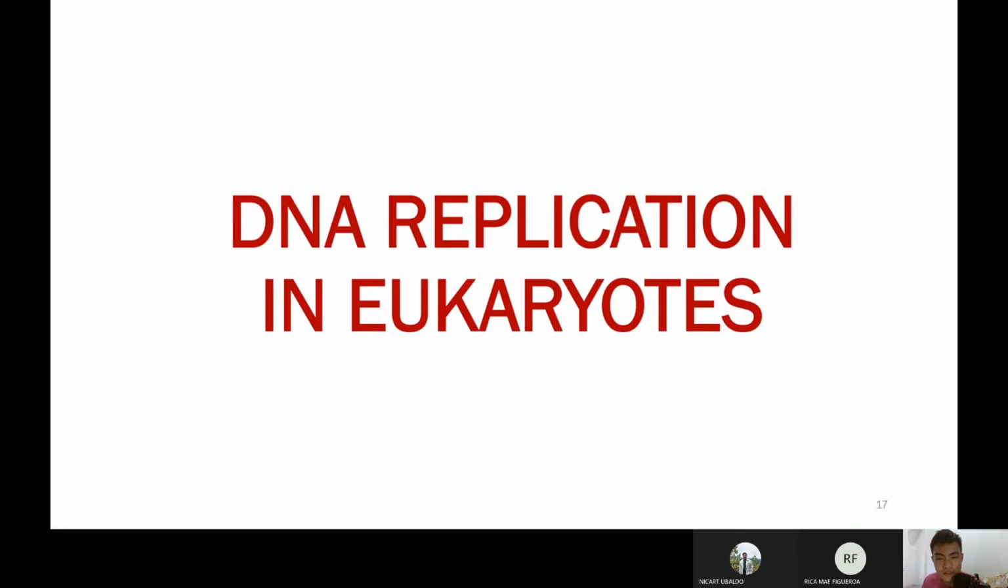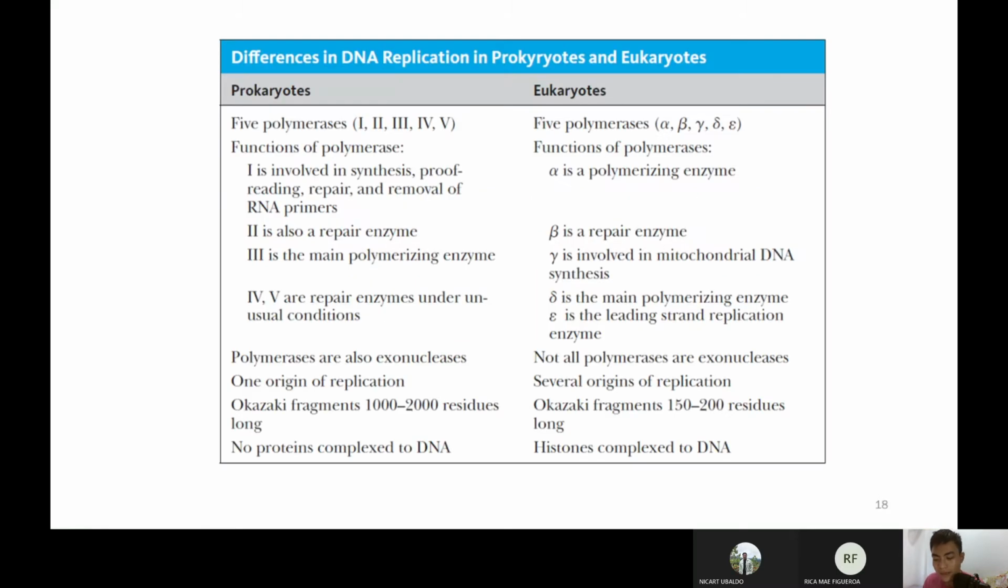So, we've only described prokaryotes; we're eukaryotes, right? So, what are the differences? What are the similarities? Actually, there are only a few. Okay. So, for prokaryotes, we have 5 polymerases. For eukaryotes, same. The polymerases also have different functions. DNA pol 1, 2, 3, 4, 5. The same in eukaryotes: alpha, beta, gamma, delta, epsilon. Okay.